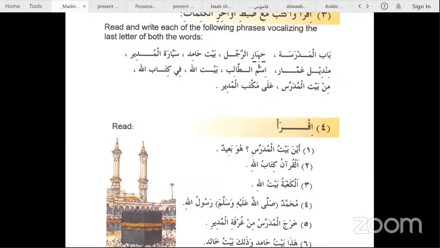Sayaratul Mudiri. Sayaratul Mudiri. Sayaratul Mudiri. Excellent.